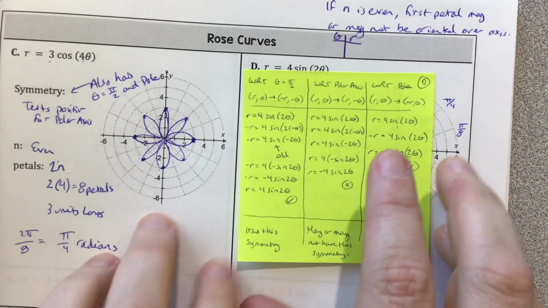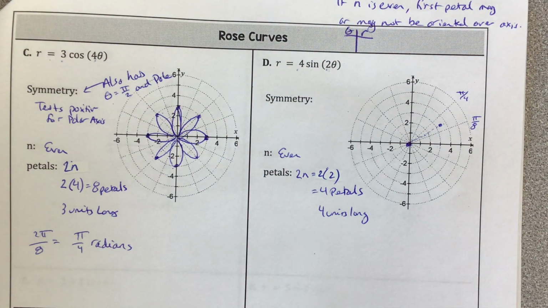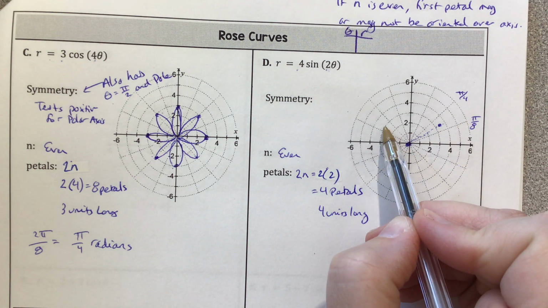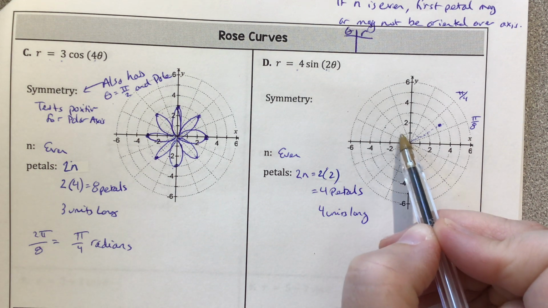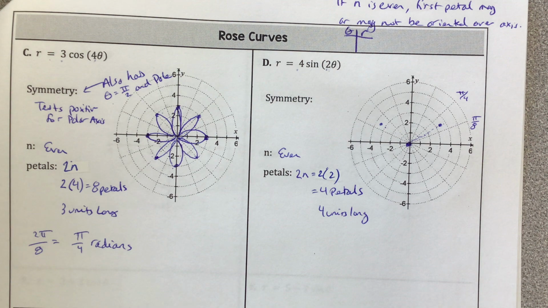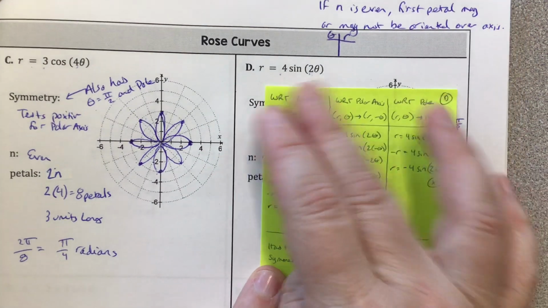That's the vertical axis. So if I have a point over here, I also have a point over here at that same radius, out 1, 2, 3.5 right here. That's helpful. But when I try the other 2 tests, it fails.